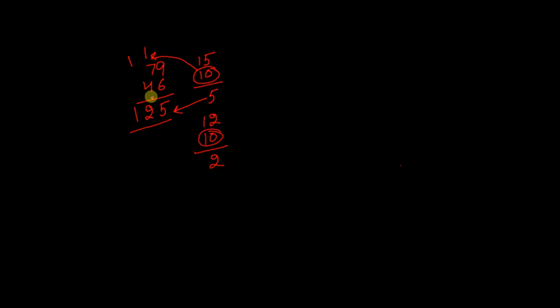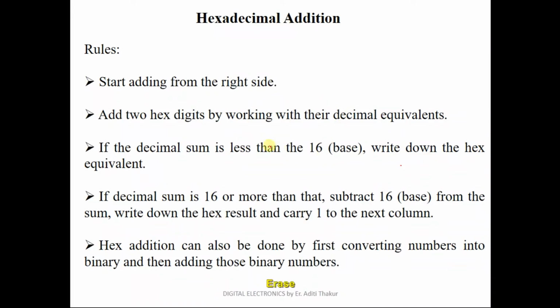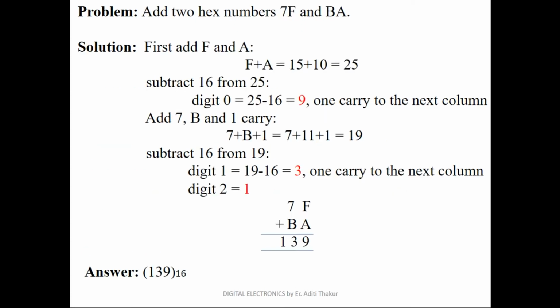Now the same logic follows in hexadecimal addition. We will do this by taking an example. The example is 7f plus ba. Now when we add 7f plus ba, f corresponds to 15.